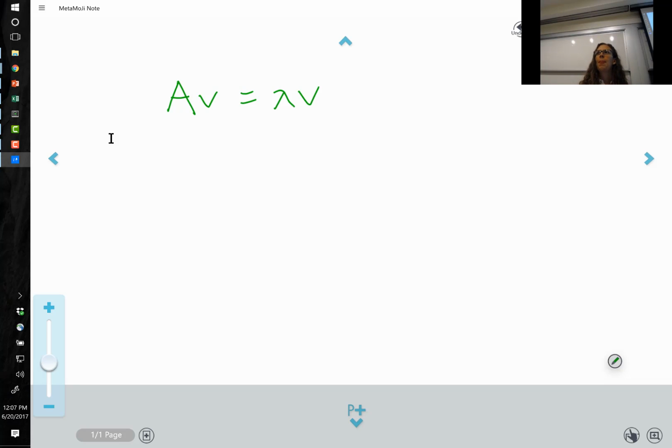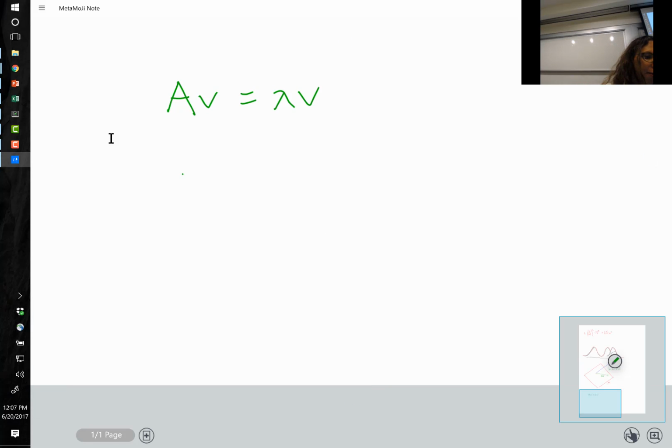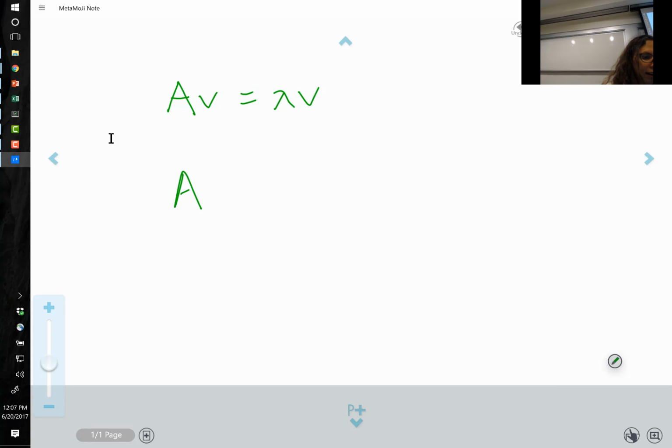Hopefully this looks somewhat similar to what we were talking about with A times V equals sigma times U. The key difference here is that V and U don't have to be equal, so those could be different values. But otherwise we're talking about when matrix multiplication by a vector is like scaling a vector.